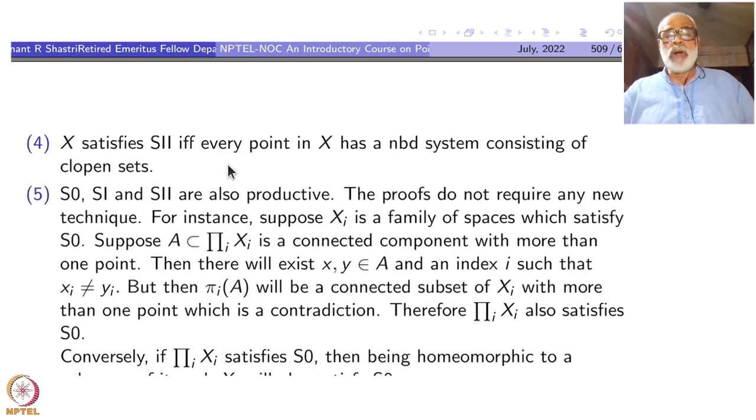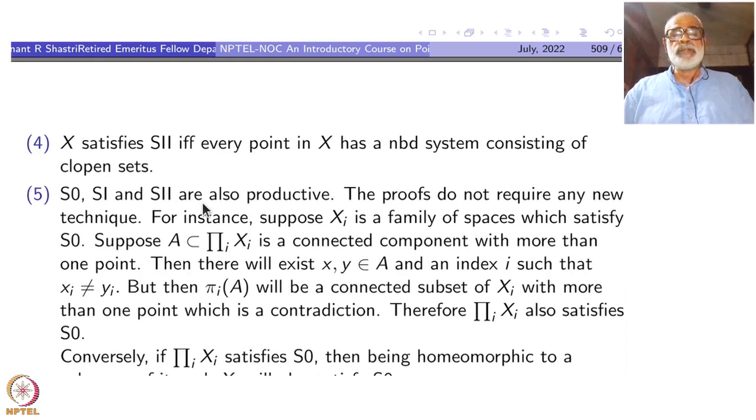Why? Take a point, and take a closed set and a point outside that, which is the same thing as taking an open set and a point inside that. Then what we had is open and closed sets, right? Clopen set means what? Open and closed. You take the complement, that will be a separation. So this argument can be seen both ways. So S2 if and only if every point of X has a local base consisting of clopen sets.